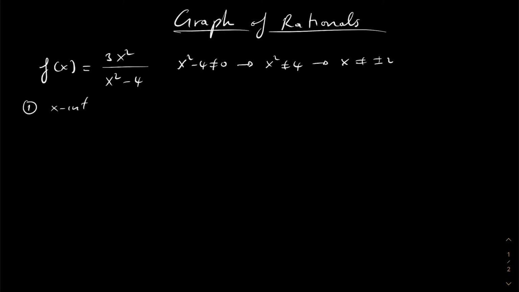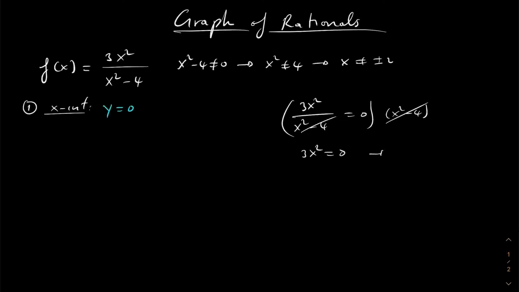My x-intercept is going to be the point where the graph meets the x-axis. So I'm going to have y equal to 0, and with that, I'm going to set my entire function equal to 0. So you have 3x squared divided by x squared minus 4 equals 0. If you multiply both sides by the denominator, that's going to cancel, and you have 3x squared equal to 0, which means that x equals 0, with a multiplicity of 2 in this case because it's x squared, so 0 happens twice.